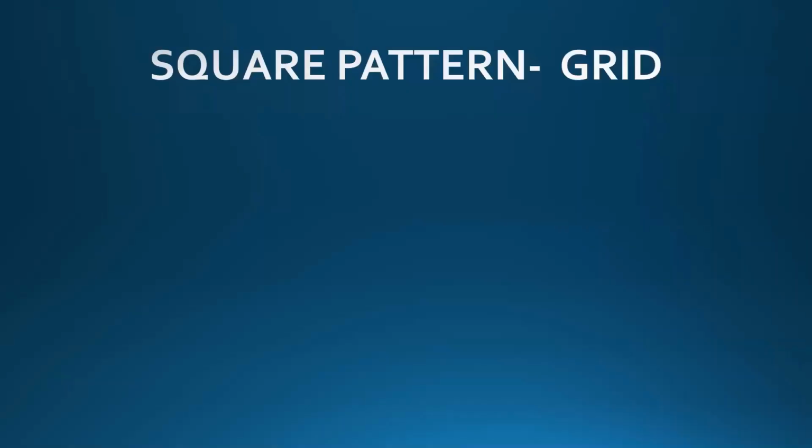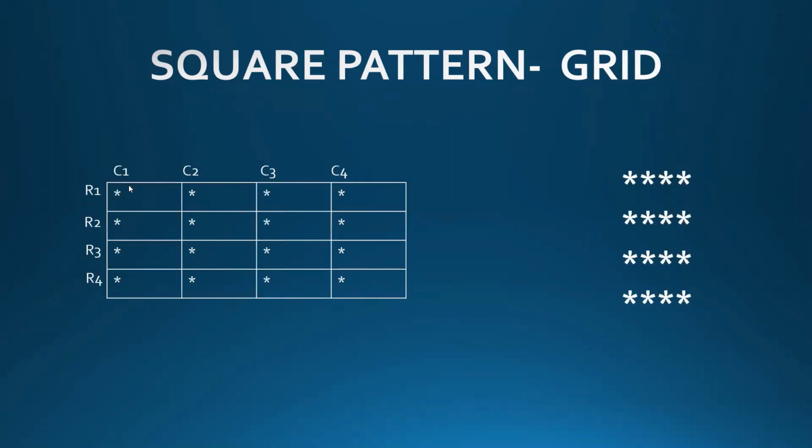So now let's take a closer look at the square pattern. The square pattern will look like this and its grid format will look like this. It has four columns and four rows, which means the number of columns used is equal to the number of rows. So now we will keep this logic in mind and we will make its code in Java.